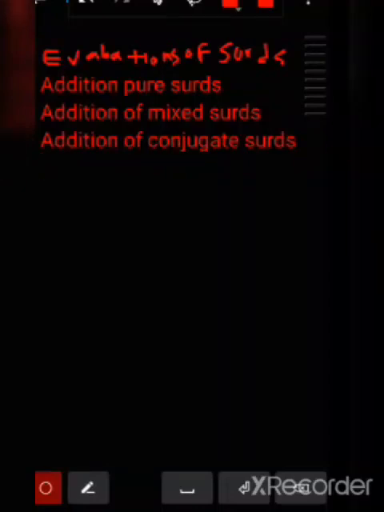Today is evaluation of surds. So these are the topics we are going to do: addition of pure surds, addition of mixed surds, and addition of conjugate surds. So let's start with addition of pure surds.